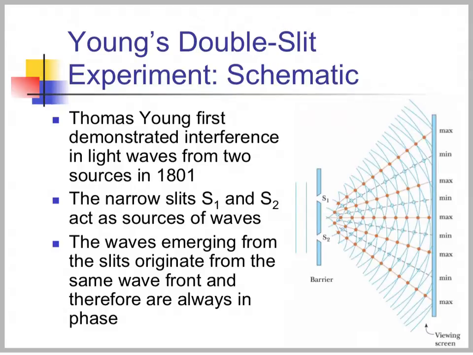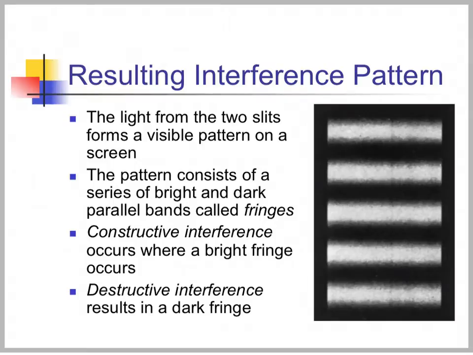Now Thomas Young in 1801 first demonstrated that light waves can interfere from two sources. So he illuminated a barrier with light and he had two slits. And as the light comes through the slits, each one of them, from Huygens' principle, has a spherical wave that comes out from the slits. So they're acting as the source of the waves. The waves emerging from the slits originate from the same wavefront, and therefore they're always in phase with each other. So the light from the two slits forms a visible pattern on a screen.